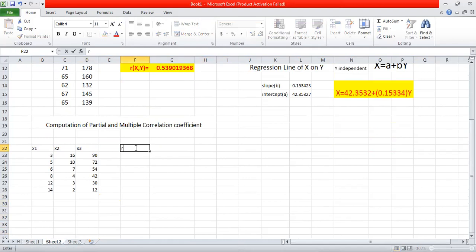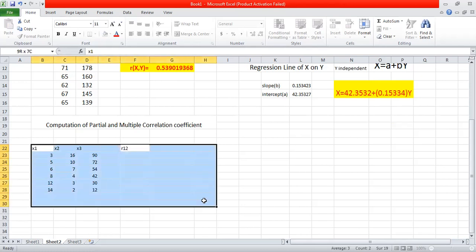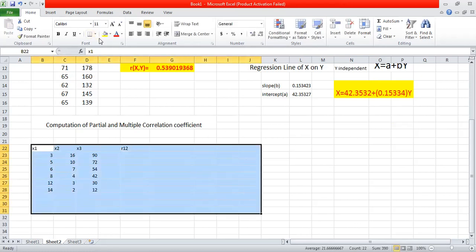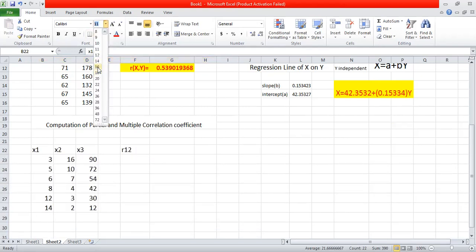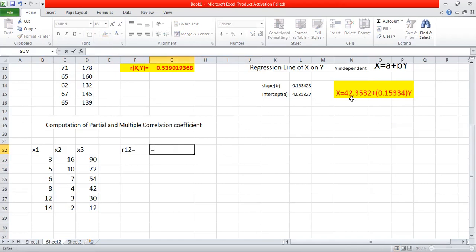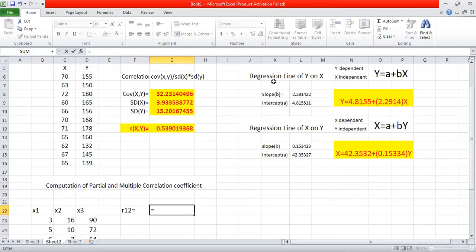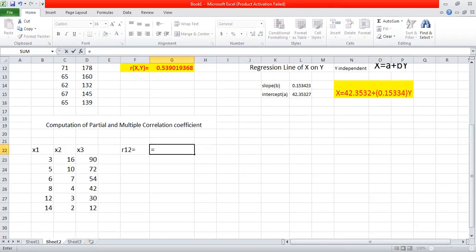If you consider R12, what does it mean? R12 is the correlation coefficient between the variables x1 and x2. So how to find the correlation coefficient? We have done it before also, by using this procedure, or we have a simple shortcut method also. This one you use for partial and multiple correlations only.